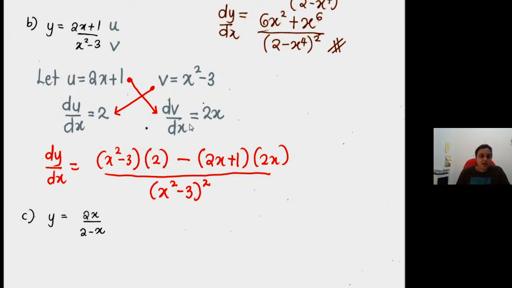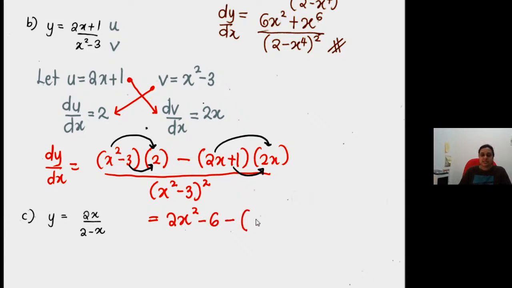Here all the brackets so far are power 1, therefore you can expand. Once we expand, we will get 2x squared minus 6 minus, here in the bracket you will get 4x squared plus 2x, over x squared minus 3 squared.